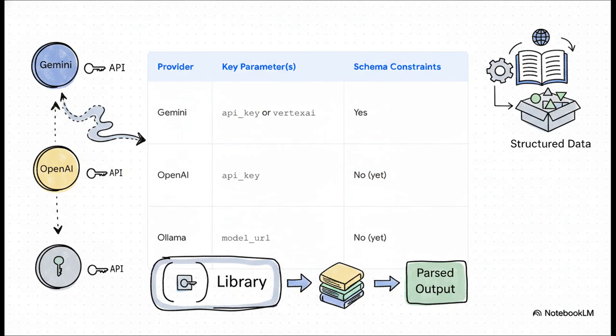And you can see just how easy it is to switch between them. Most of the time, you're just changing one little parameter in the code, swapping out an API key or pointing it to a local URL. The library takes care of all the complicated stuff behind the scenes for you.